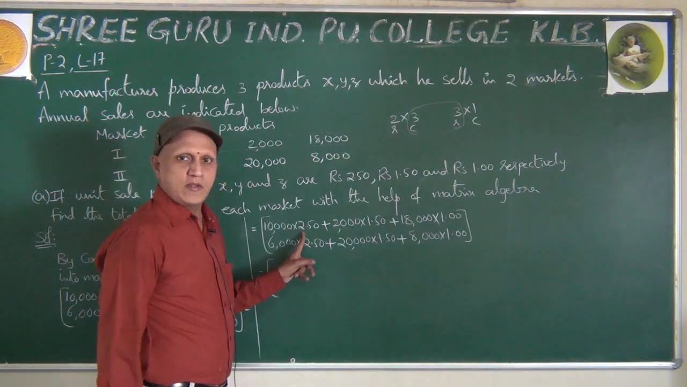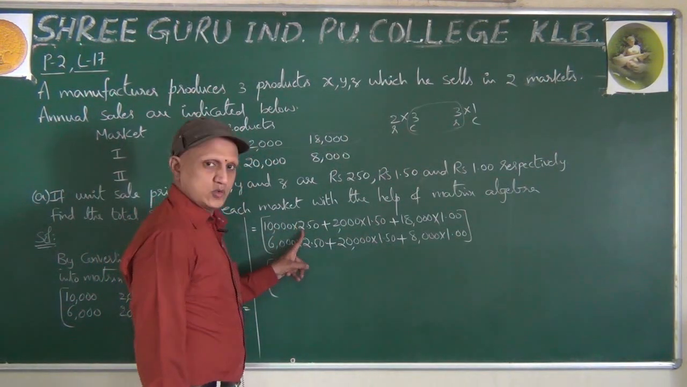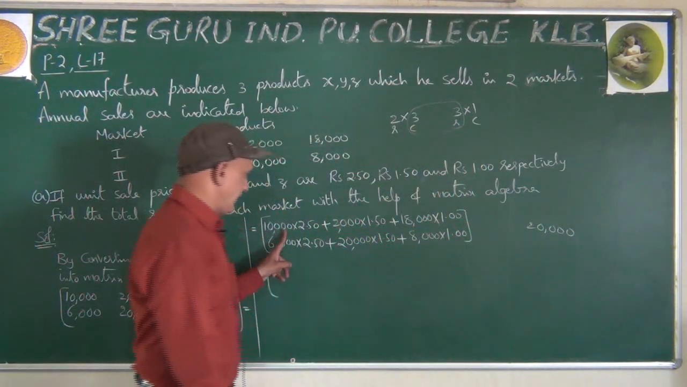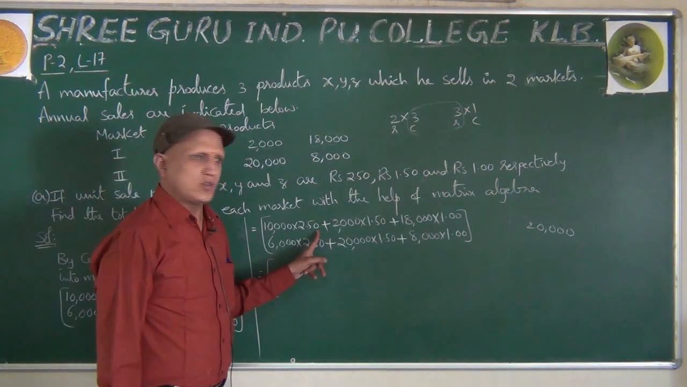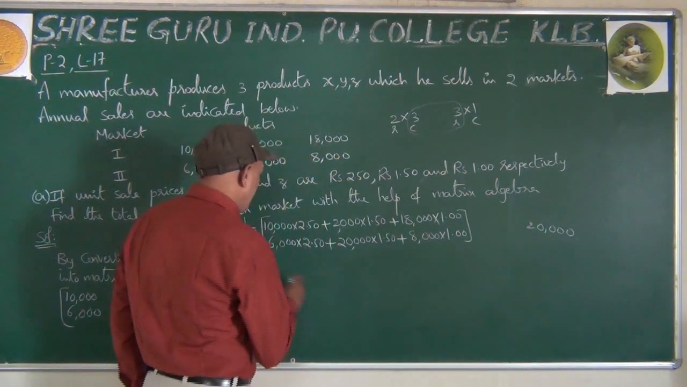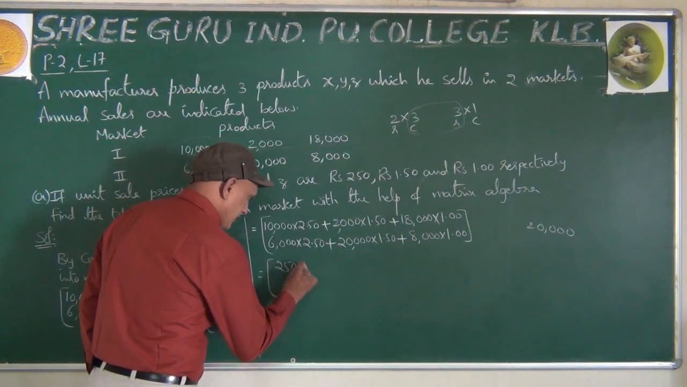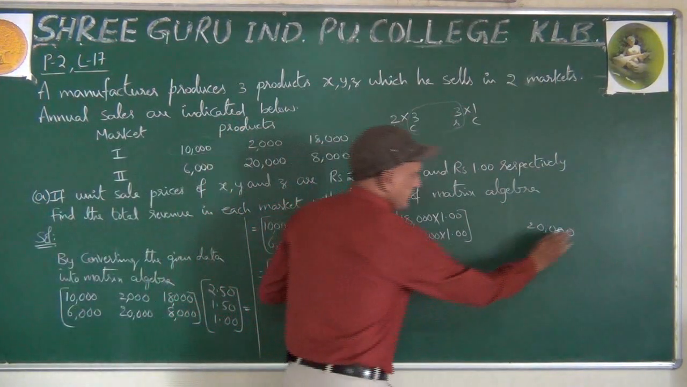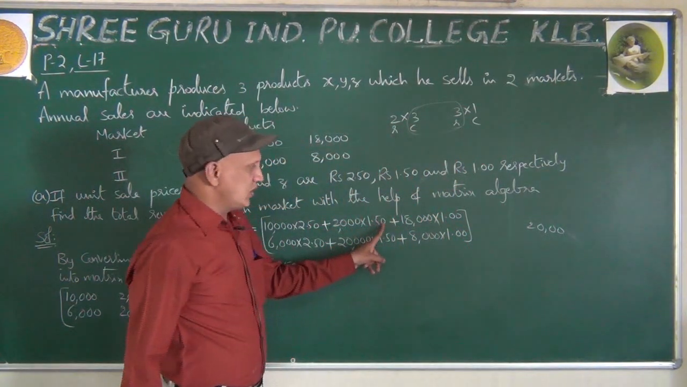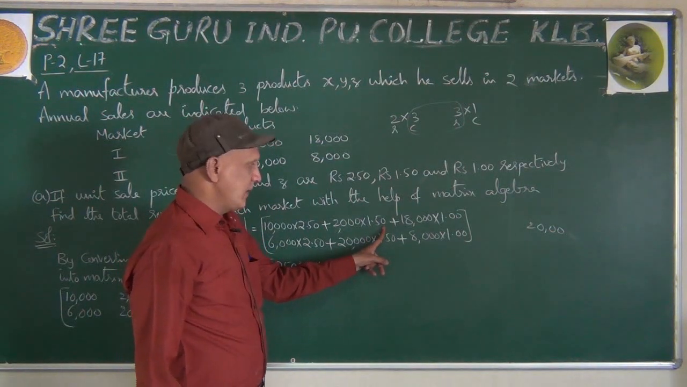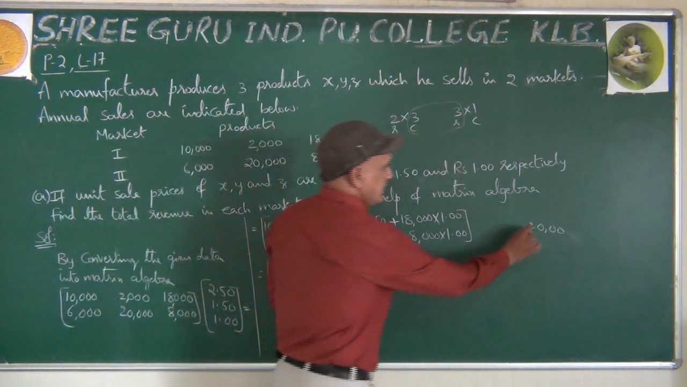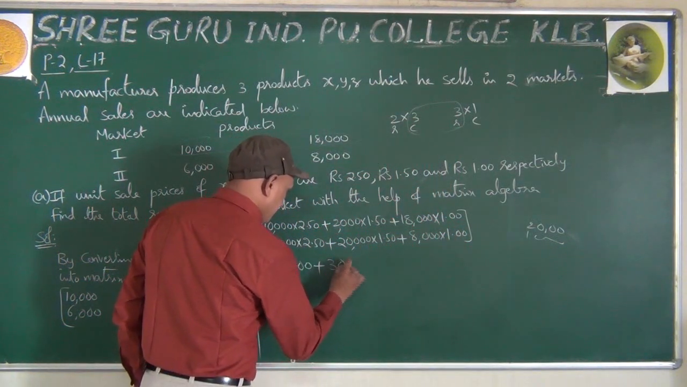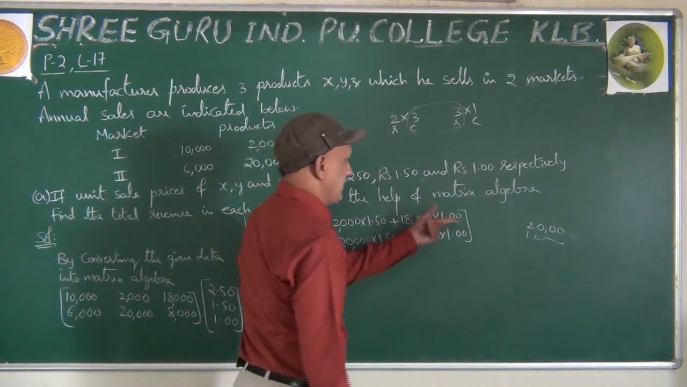10,000 into 2 times is 20,000. 10,000 into half time means 5,000. 20,000 plus 5,000 is 25,000. Now 2,000 into 1 time is 2,000. 2,000 into half time, 0.50 means 1 by 2, means 1,000. So how much is it? 3,000. Plus 18,000, that is the best. Listen.